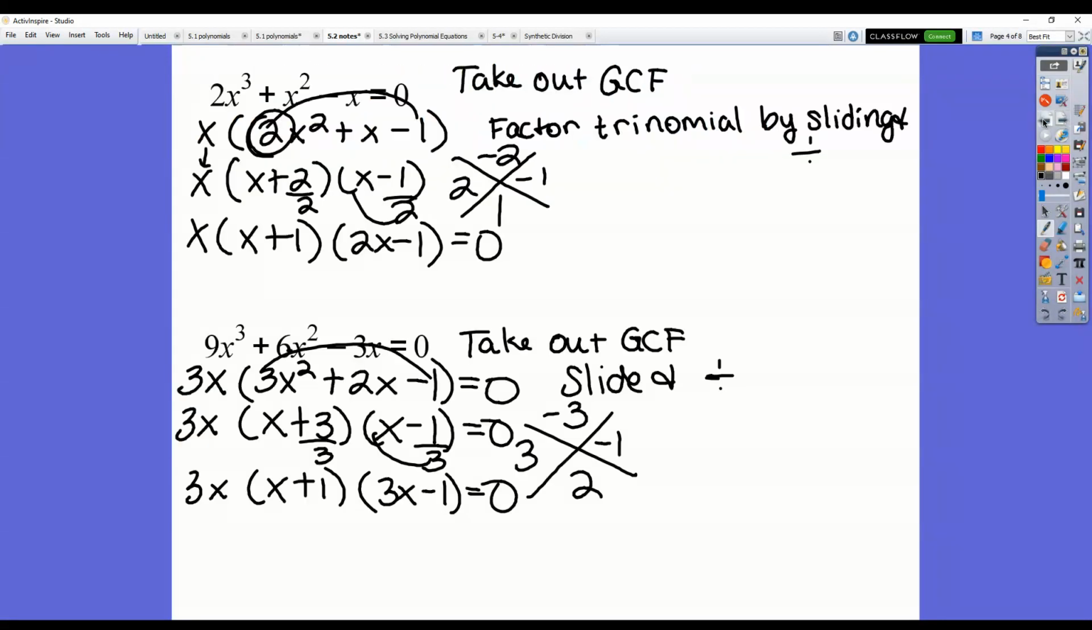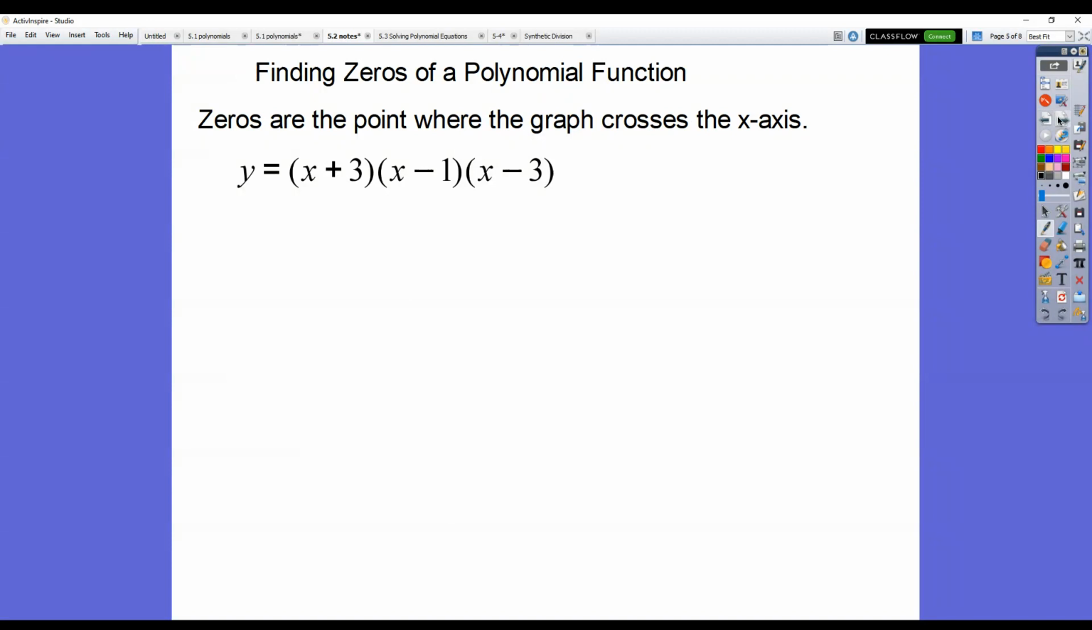Okay, at this point, that takes care of day 1 of the notes. So then, you can stop the video, or you can keep watching if you're ready for day 2. Okay, so this is day 2 of notes.